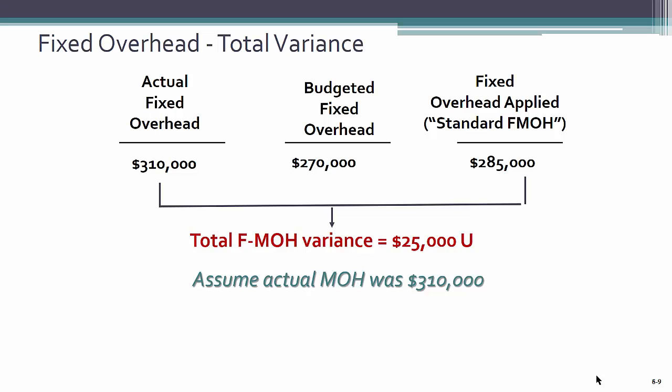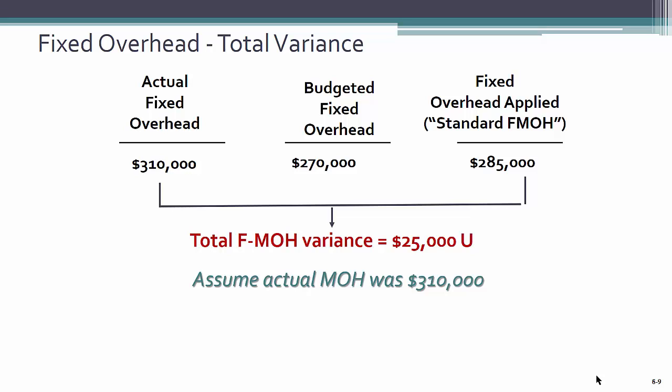In this next section, we'll learn how to compute and interpret the fixed overhead budget and volume variances. Fixed overhead variances are different than others shown so far because of how fixed costs behave. Fixed costs are constant in total, regardless of activity. In fact, regardless of how much you produce, as long as you're in the relevant range, you would hope that your actual costs are equal to your budget.